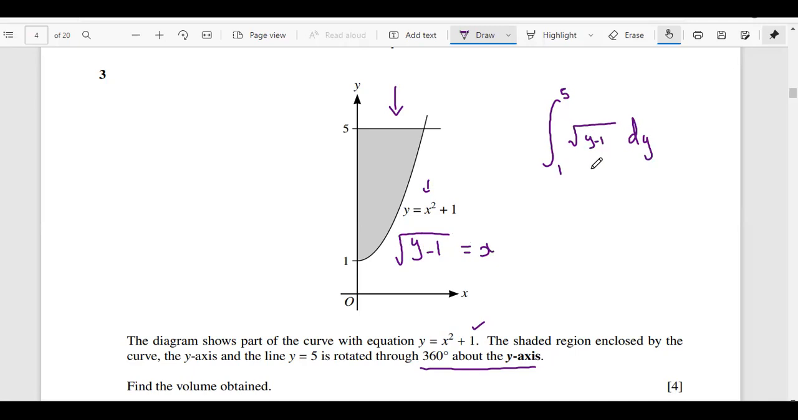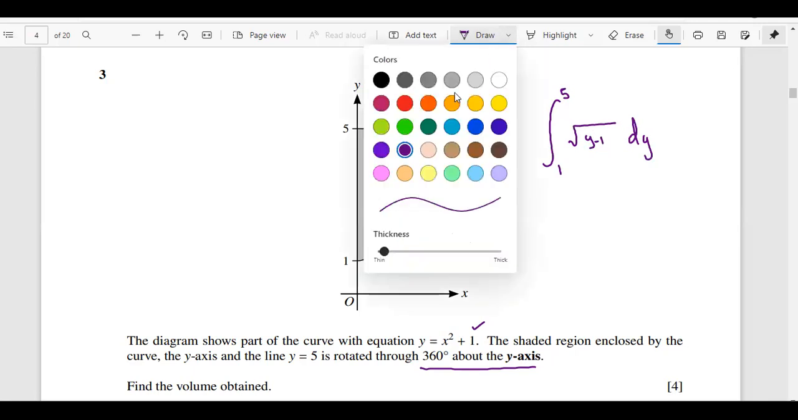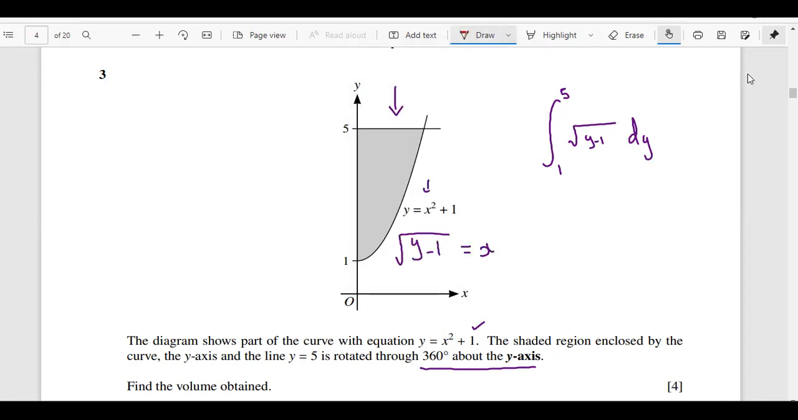What are the two additional steps we do in order to find the volume? Yes, I told you yesterday, we square whatever function we have, very good, and we write pi. Either you can write pi outside or inside, that would not matter. Very good, Haris, excellent.